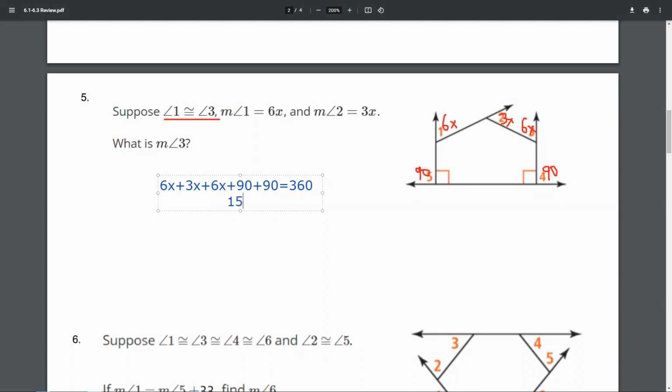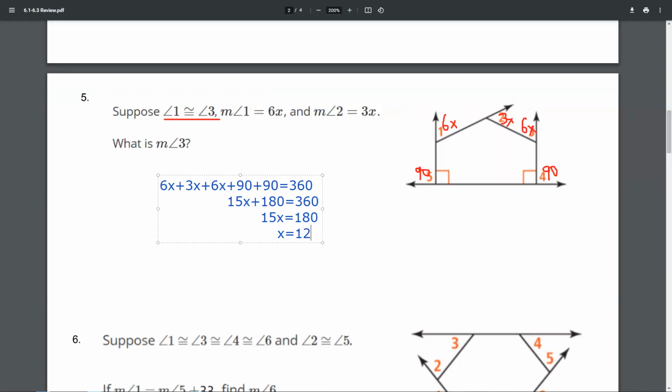Combine like terms, that's 15x plus 180 equals 360. Subtract 180 from both sides, I get 15x equals 180. And I divide both sides by 15, and I get x equals 24. Right? I get 12. X equals 12.